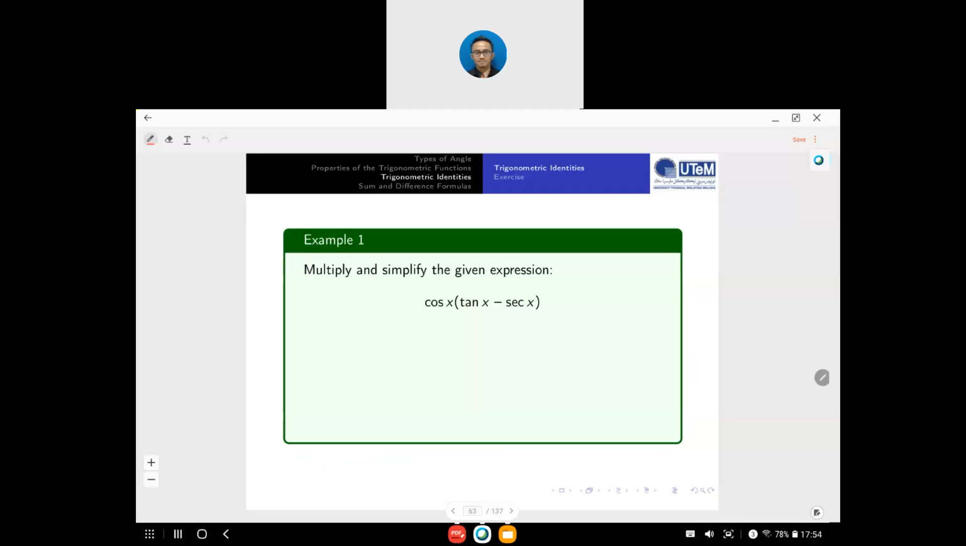Now look at example 1. Multiply and simplify the given expression. So now you want to simplify. First, before you simplify, you must expand this one. When you expand this one, you can get cos x tangent x minus cos x secant x. So we know that tangent we can simplify, secant we can simplify. What is tangent? Tangent equal to sine over cos.